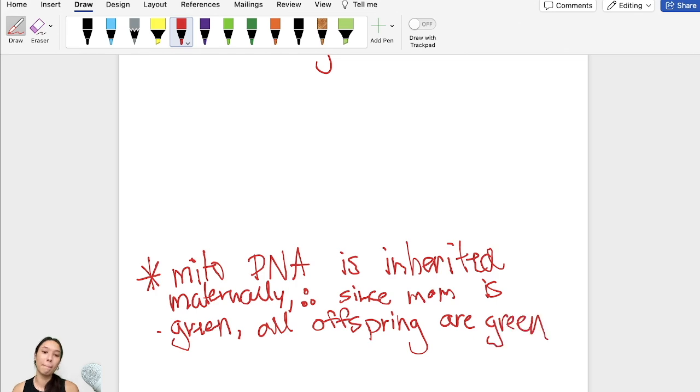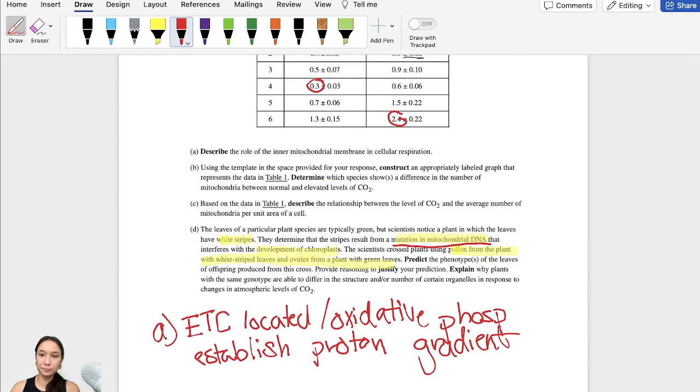Okay, I believe there is another little part to this question. It says, explain why plants with the same genotype are able to differ in the structure and/or number of certain organelles in response to changes in atmospheric levels of CO2. Okay, so this is again more of a theoretical question. It's related to the specialization of cells and what we talk about in Unit 6. So I'll give you an example that's not plants, because we don't usually spend too much time on plants.